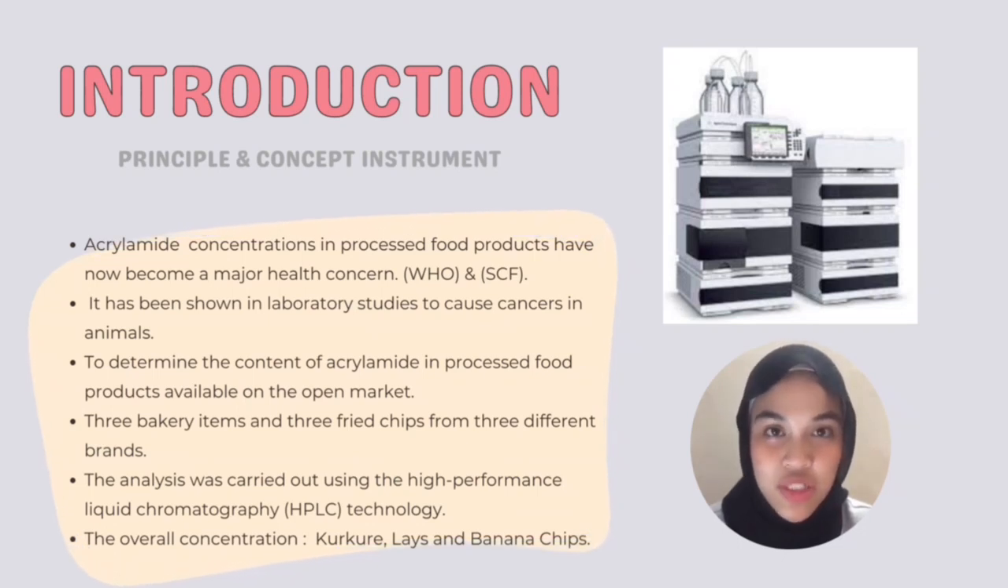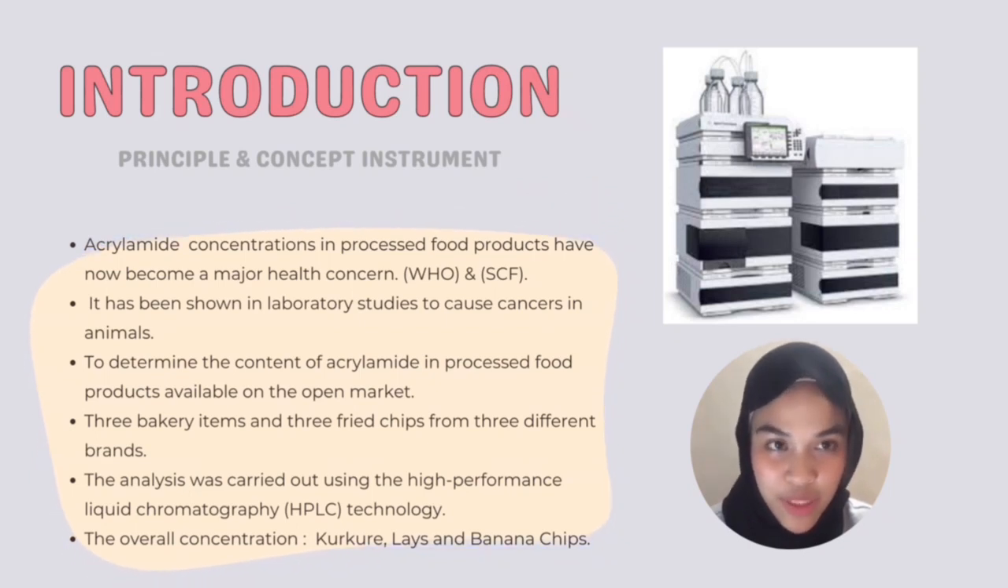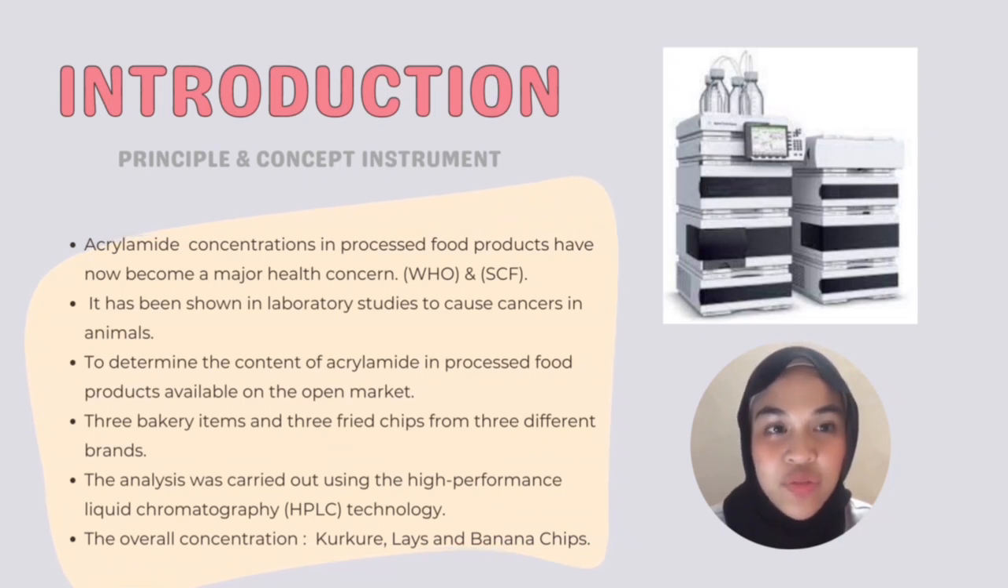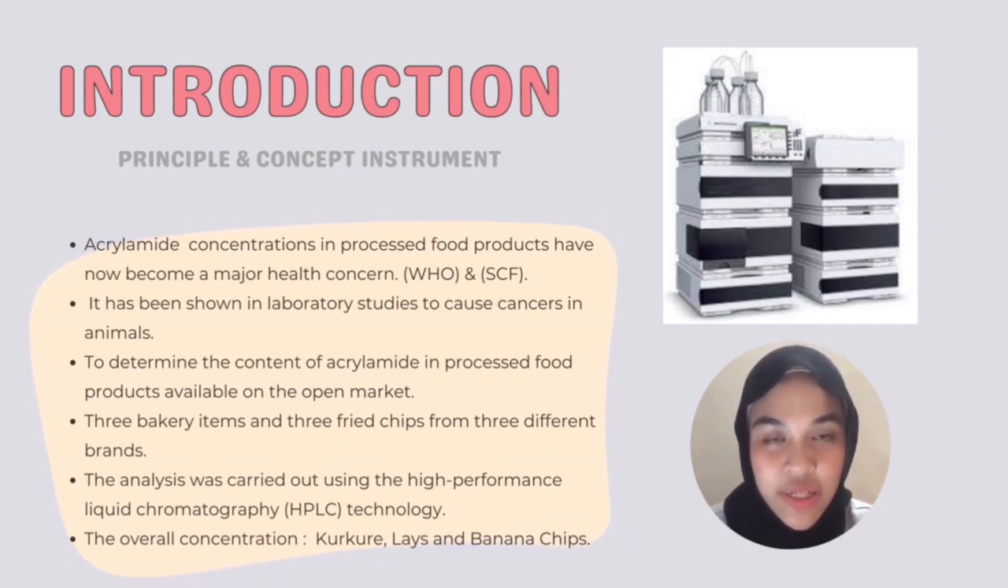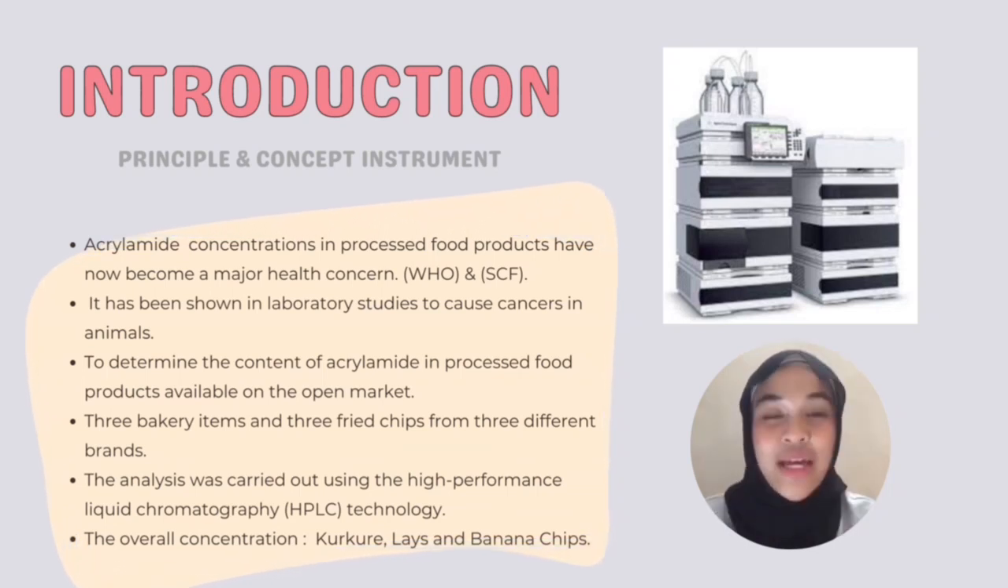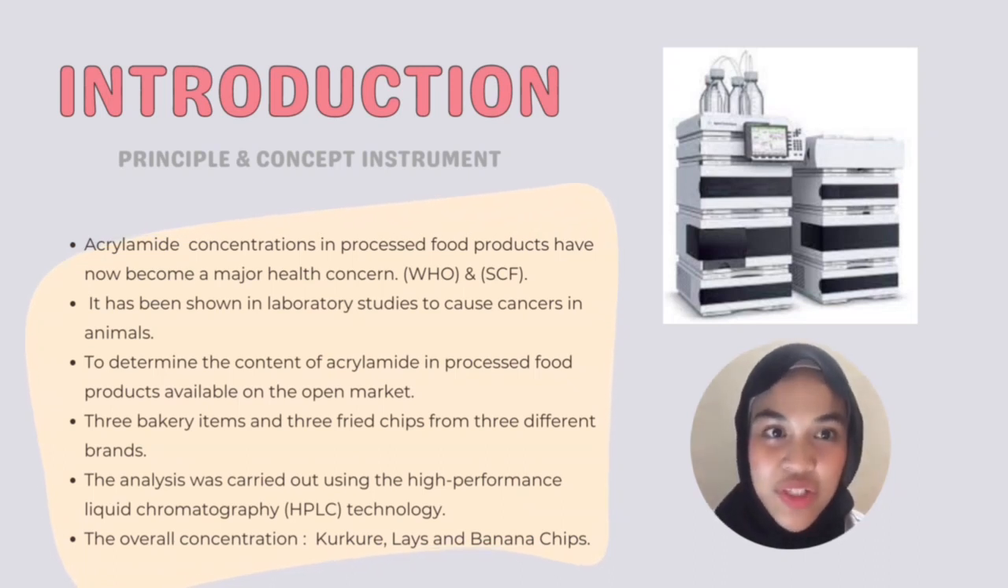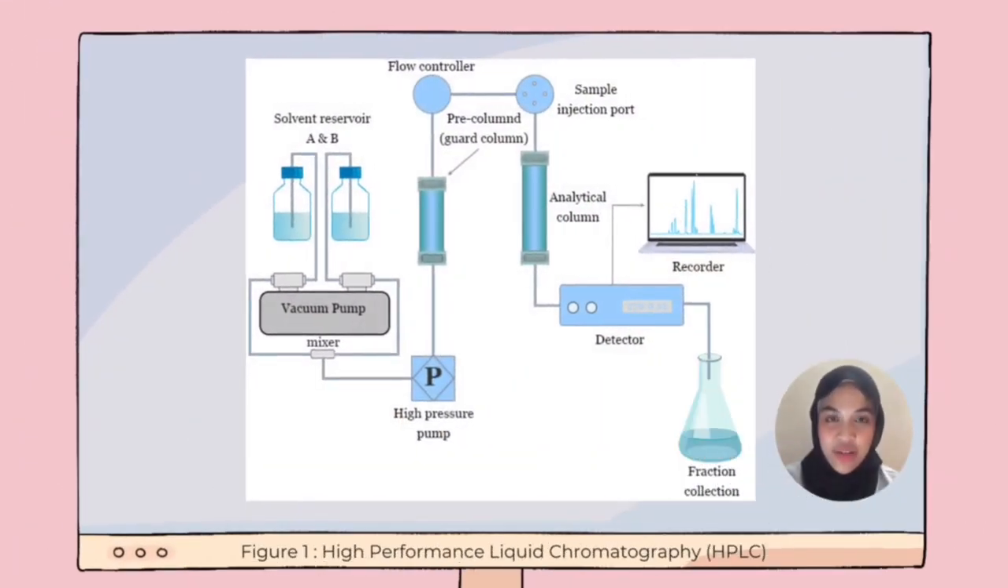The purpose of this research is to determine the content of acrylamide in processed food products available on the open market. Three bakery items, which are vegetable puff, chicken puff, and egg puff, and three fried chips, which are Kurkure, Lay's, and banana chips from three different brands, were tested for acrylamide levels. The analysis was carried out using high-performance liquid chromatography, HPLC, which provides accurate qualitative and quantitative analysis. The overall concentration of acrylamide was found to be the highest in Kurkure, followed by Lay's, and the lowest in banana chips. Here is the schematic diagram for HPLC.